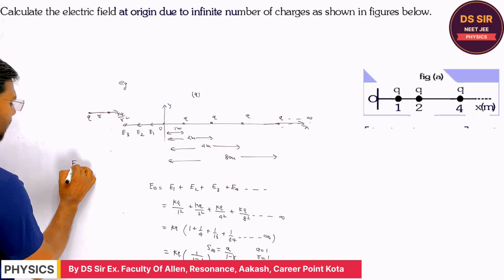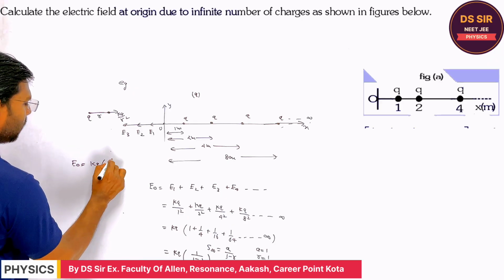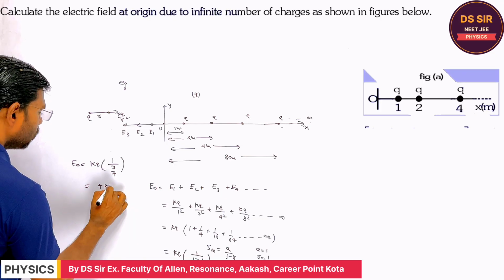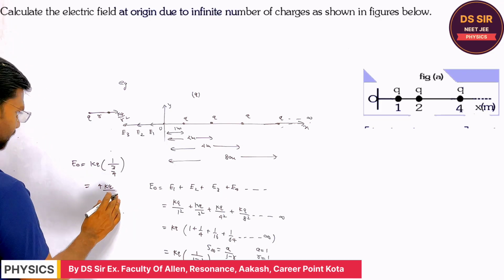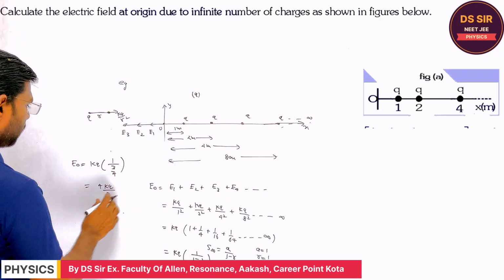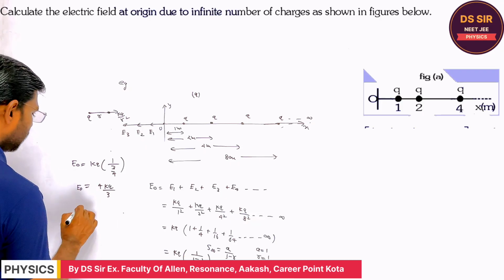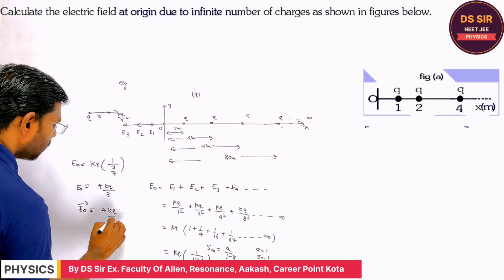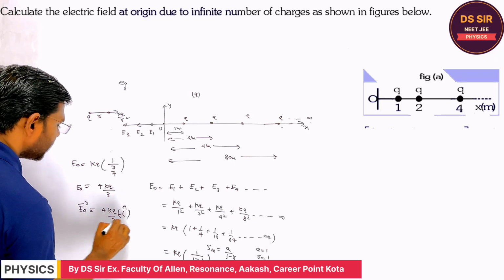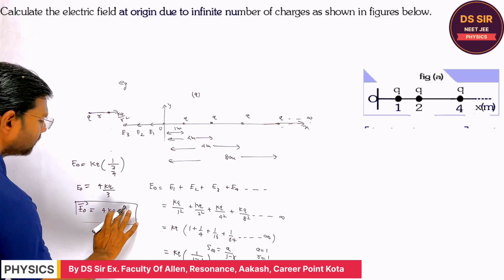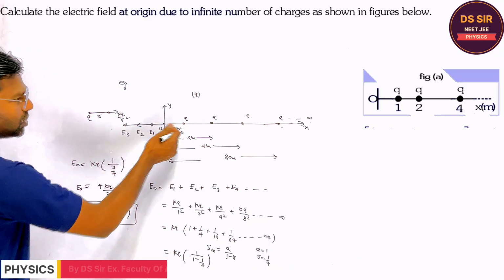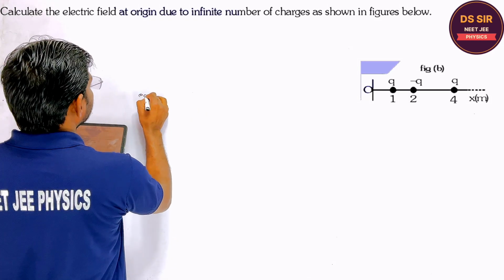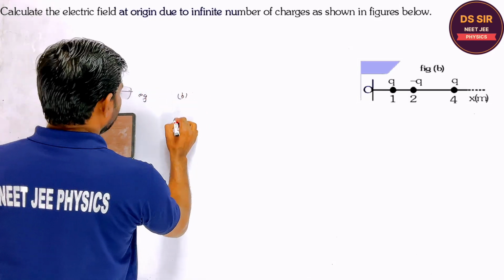When you simplify, the electric field is kq upon 1 minus 1 by 4, so you may write 4kq upon 3. 4kq upon 3 is the electric field, and in vector form, 4kq upon 3 times minus i cap is the electric field due to this charge distribution. Copy this.